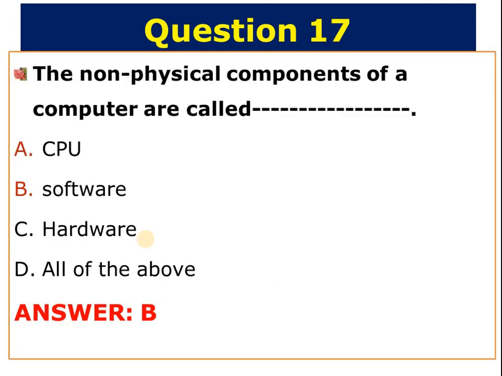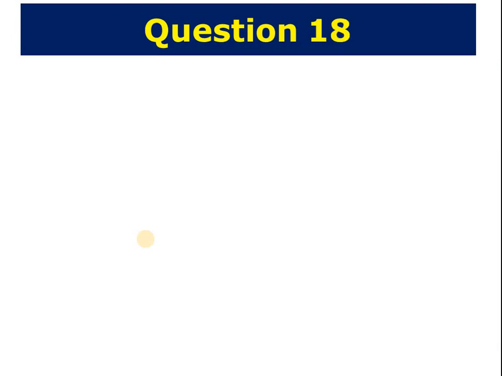Question number 17. The non-physical components of a computer are called A. CPU, B. software, C. hardware, D. all of the above. The answer is B. Software is the non-physical component of a computer.